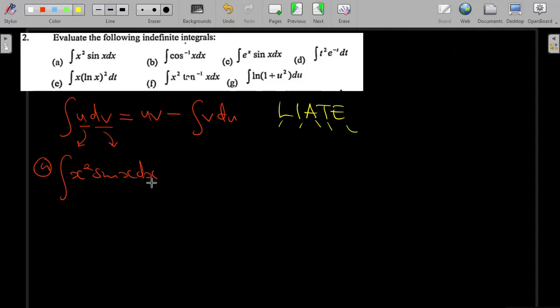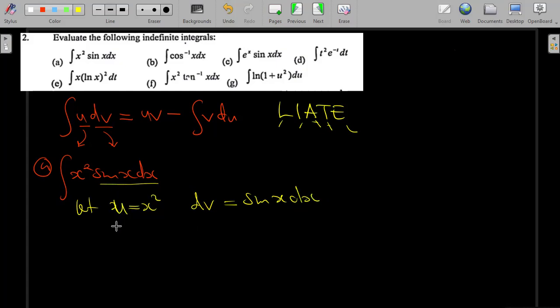When I look at my function here, I see which one comes first. The algebraic function, which is the x squared, comes before my trigonometric function. So I let my u be equal to x squared. That's my u. Then my dv is whatever part remains, so dv is going to be equal to sine x dx.